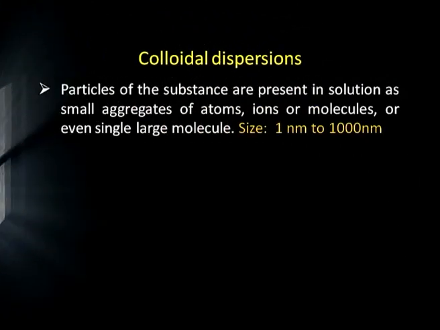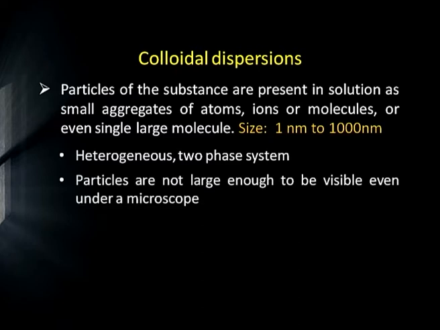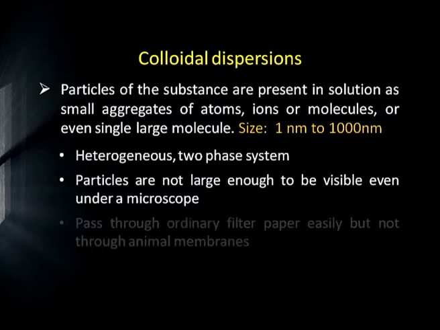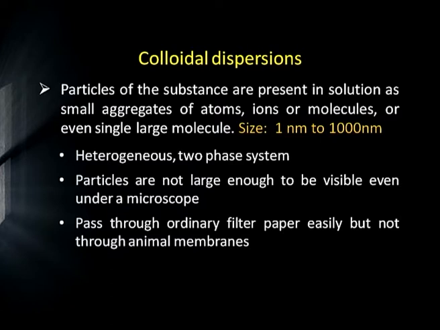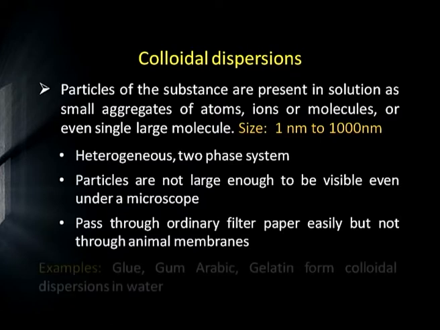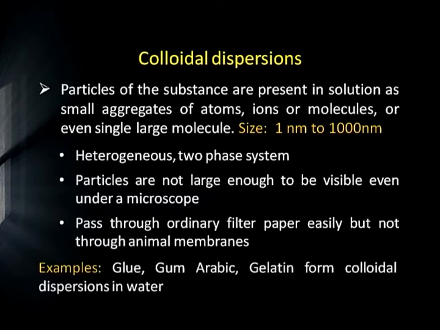In the case of colloidal dispersions, the particles of the substance go to the level of 1 nanometer to about 1000 nanometers, and in literature you may find that the upper limit is just 500 nanometers. These may be aggregates of atoms, ions or molecules falling in the size range that I just mentioned. Because the particle and the solvent sizes are different, they are heterogeneous systems. They are two-phase systems. The particles are not large enough to be visible even under a microscope, and they will pass through ordinary filter paper easily, but not through animal membranes. Examples: glue, gum arabic, gelatin, they form colloidal dispersions in water.